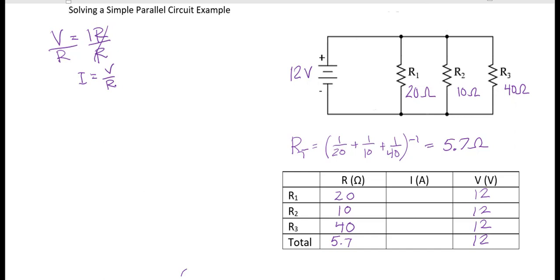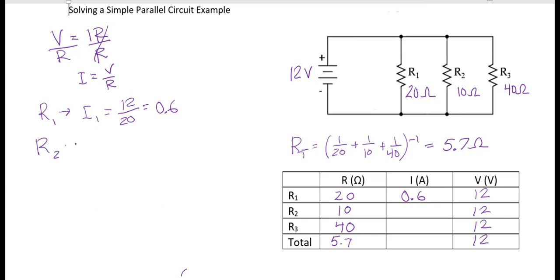Another thing to remember is that on the table, as soon as you have 2 of the variables in a line, you can figure out the third. Because V equals IR, as soon as you have 2 of those variables, you just calculate the third with Ohm's law. So for R1, I1, the first current, is going to be equal to 12 divided by 20. And 12 divided by 20 is 0.6. Put that in my table.